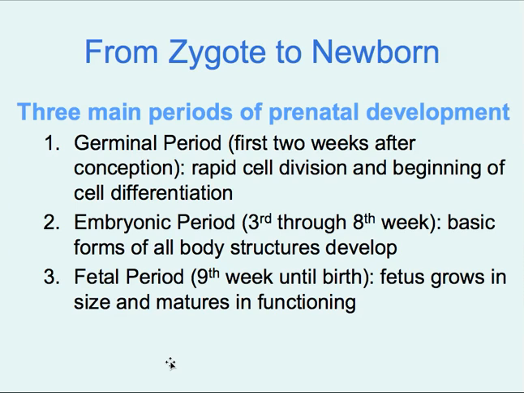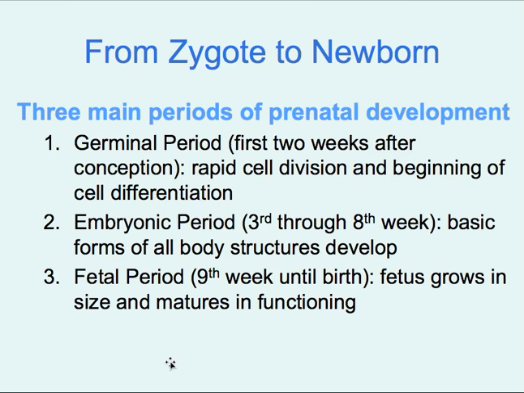Okay, so we've talked about the formation of the zygote, which occurs when, once again, the sperm cell fertilizes the egg cell, and we typically talk about three main periods of prenatal development: the germinal period. This is the first 2 weeks after conception, and again, this is when the zygote is first formed.